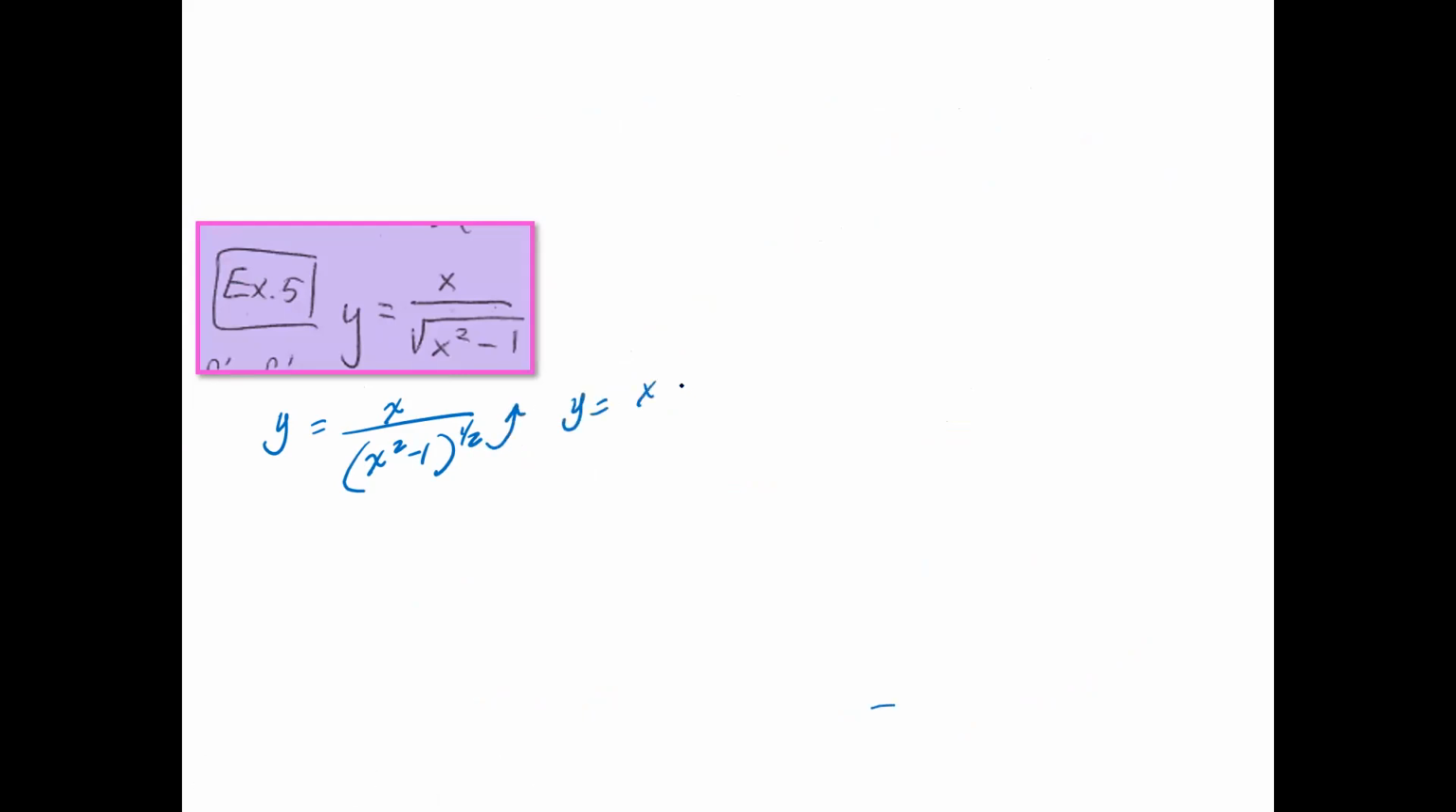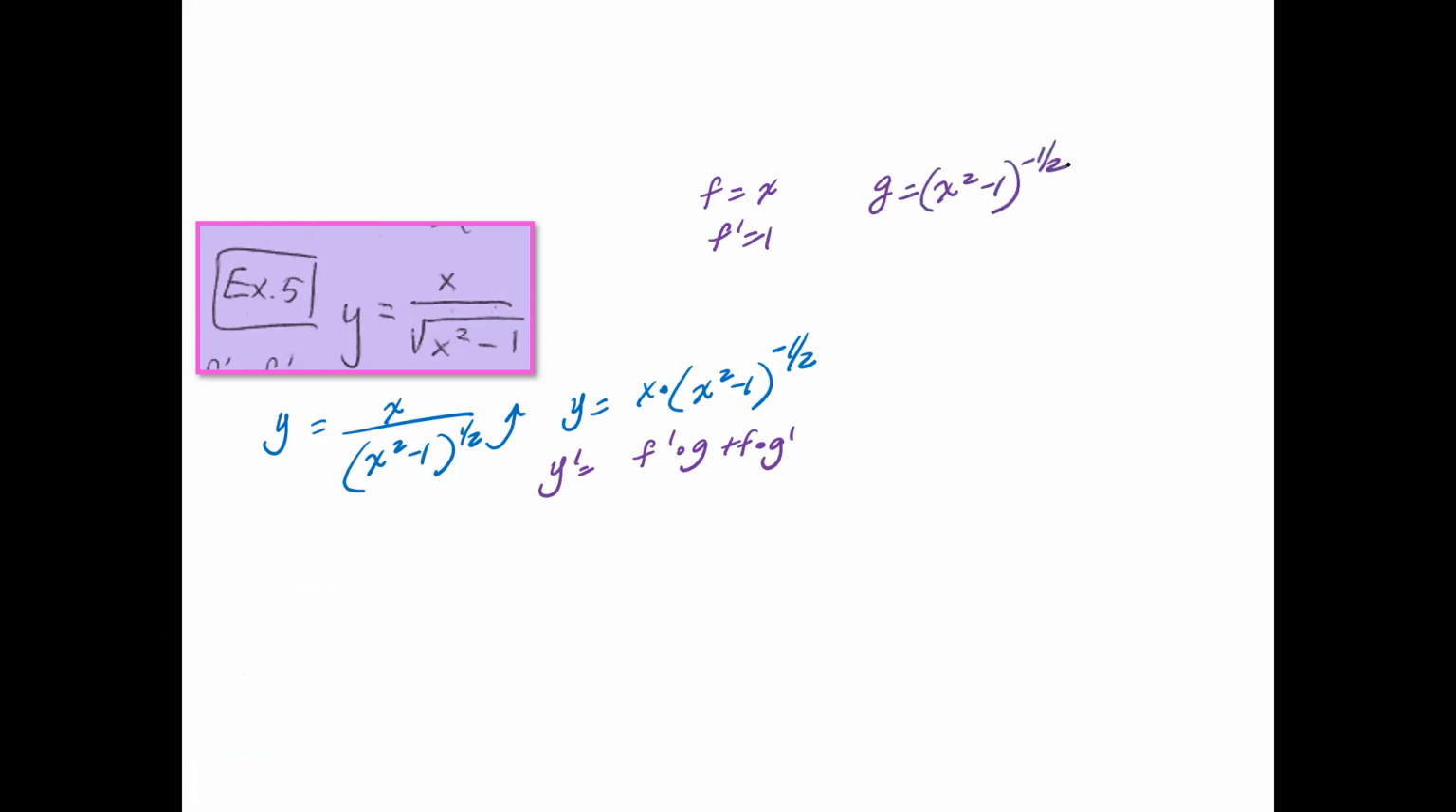So you have y equals x times x squared minus 1 to the negative 1/2. But then you still have to do the product rule. So I'm not necessarily sure if that's going to be easier or not. But you can do that though. So why don't we go ahead and try that and see if it is easier, because we already did the quotient rule once, and let's now try the product rule. So y prime is equal to f prime times g plus f times g prime. So then let's on the side write f is equal to x, f prime is 1. G is x squared minus 1 to the negative 1/2.